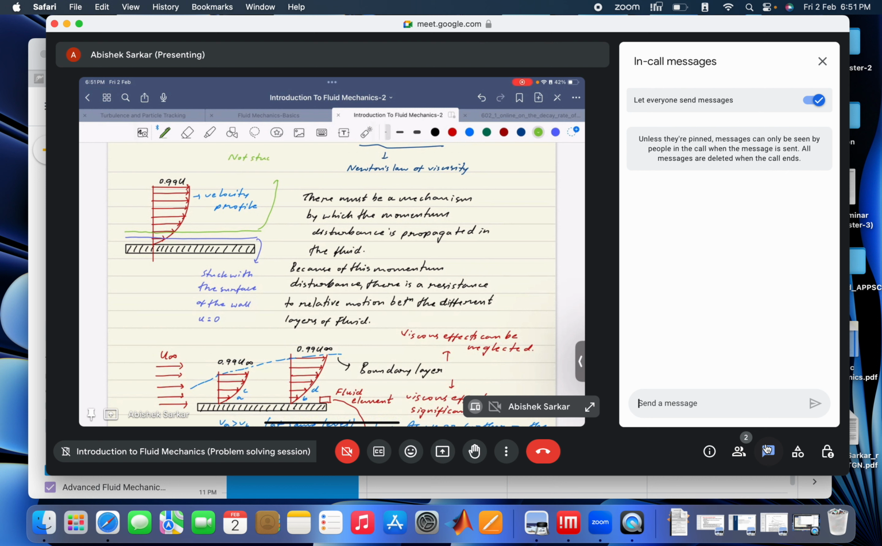Not stuck with the wall, and u is greater than 0. But let me just put the equation properly. There. u is greater than 0 but less than u infinity, where u infinity is the velocity of the incoming flow.